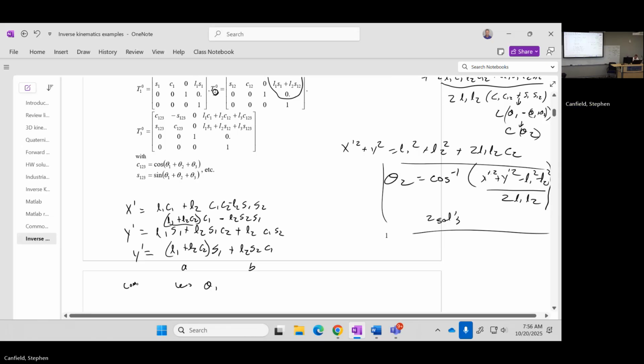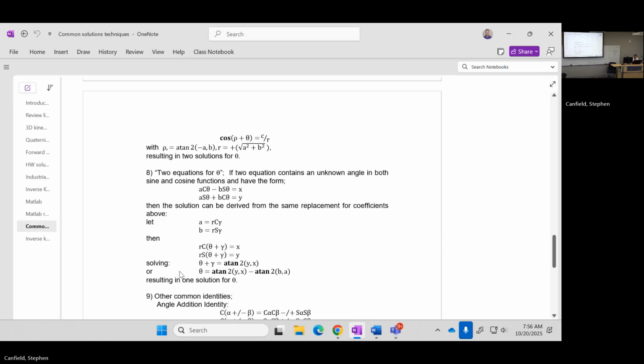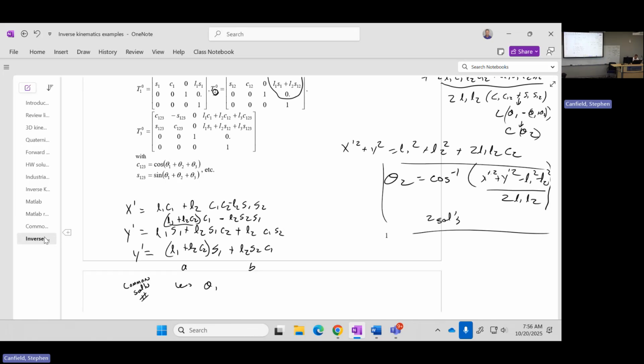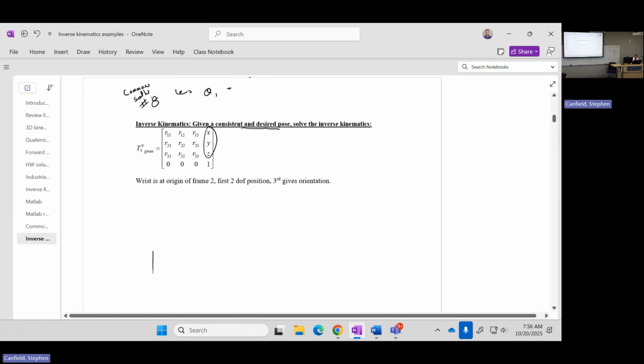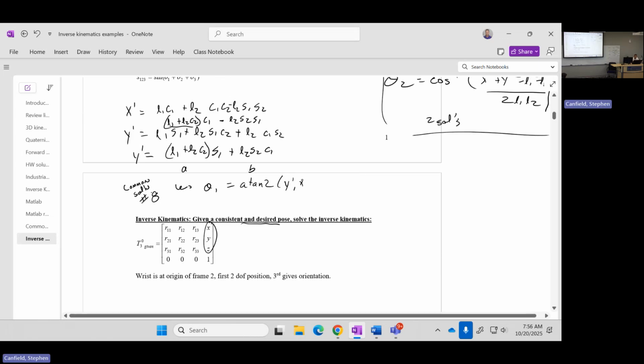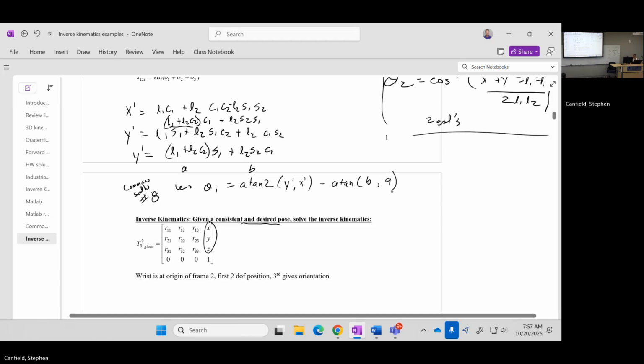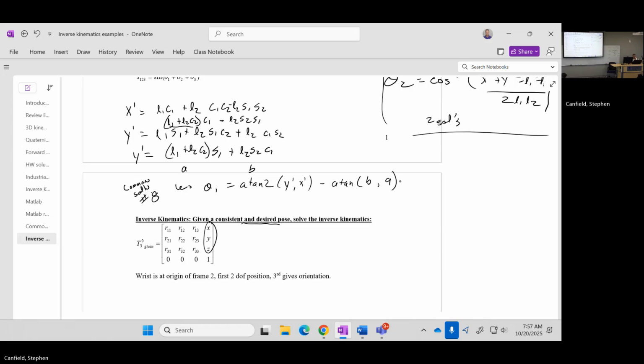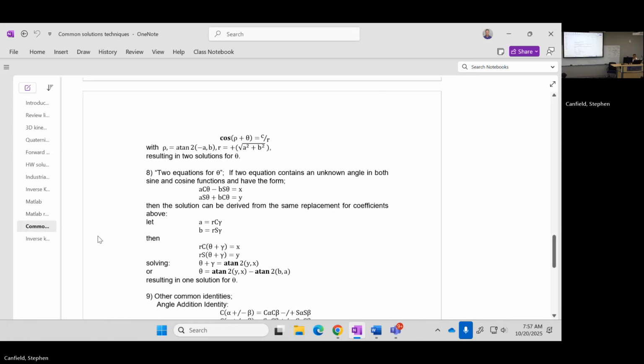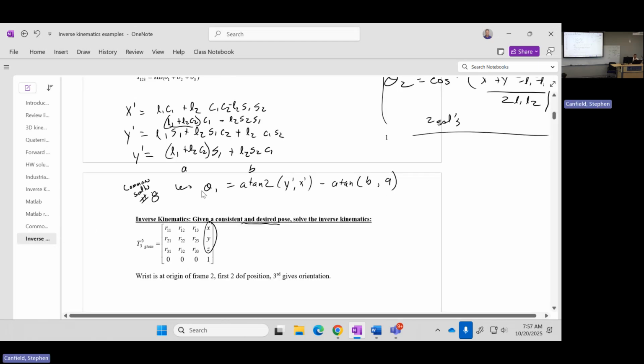So I use common solution number 8. Common solution technique number 8 says that theta 1 is now atan2 of y prime comma x prime minus atan2 of B comma A. Did I do that right? Okay, and that's one solution.